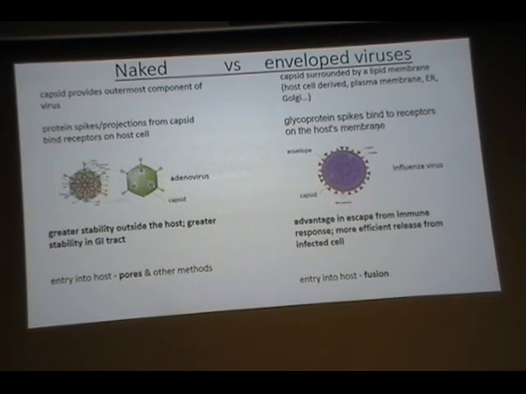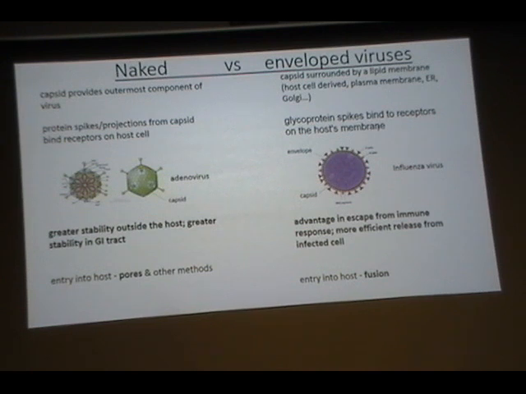So what about naked versus enveloped viruses? Some basic concepts here. One is that the capsid in the naked virus is what protects the genome from the outside. That's the outermost component, whereas the envelope is a host-derived membrane. They may both, depending on the virus, have these glycoprotein spikes that extend out and allow the virus to interact with host cells. They tend to be the receptors that the virus uses to target its host cell. The naked viruses in general have a better capacity to survive in the environment. They're more stable, and they're also more stable in the GI tract.